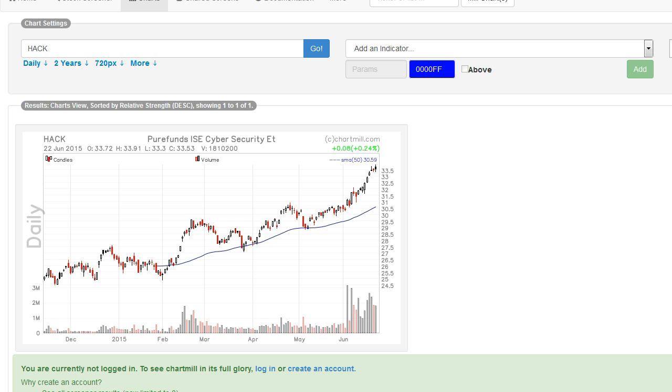You can see here the new hack ETF. Okay, cute name for an ETF. This ETF started in November or December of last year, and you can see that this is some kind of parabolic uptrend.